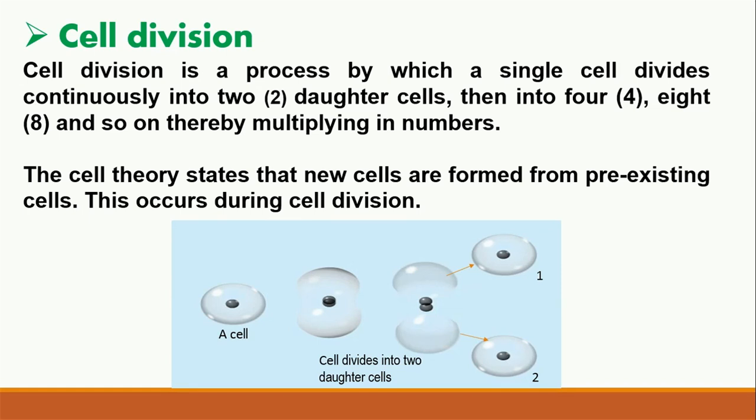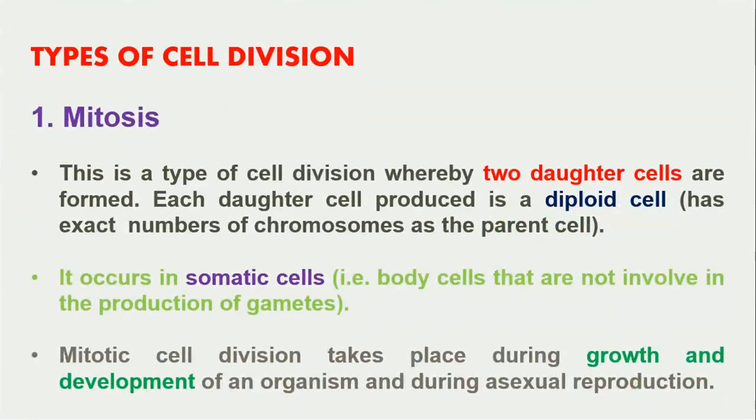Now if you remember, one of the cell theories states that new cells are formed from pre-existing ones. The meaning is that new cells are formed from old ones. How does this occur? Just by cell division. So during cell division, the old cell divides, and then we have new ones formed from the old one. So let's look at types of cell division. We have 2 types of cell division. The first one is called mitosis, or you can call it mitotic cell division.